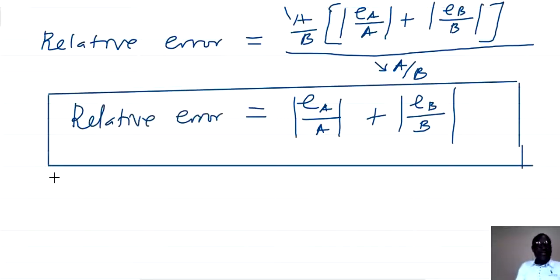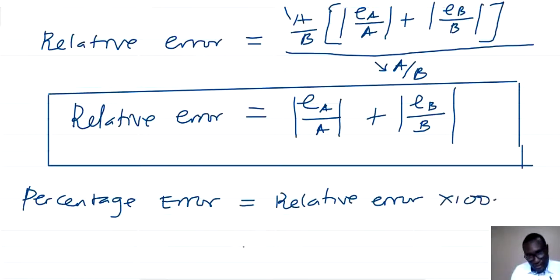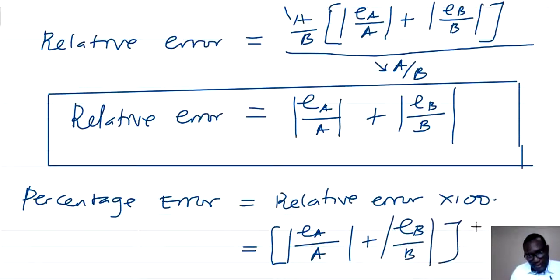So this here is the relative error. We can as well go ahead and get the percentage error. This here is equal to the relative error times 100. So our relative error is right here: error in A over A plus error in B over B, then times 100, and this gives us the percentage error.